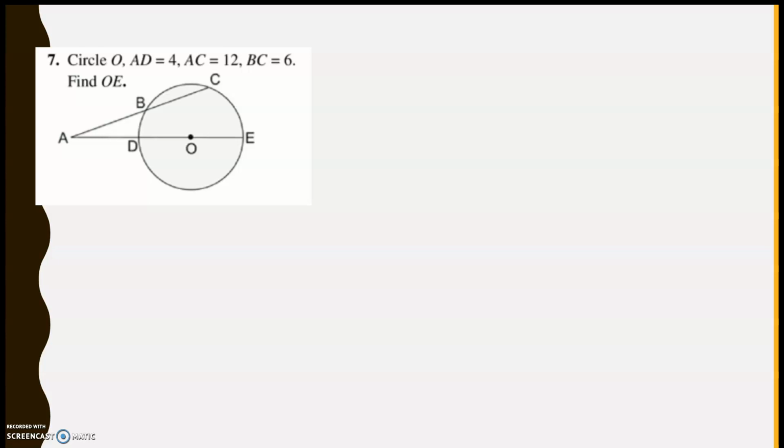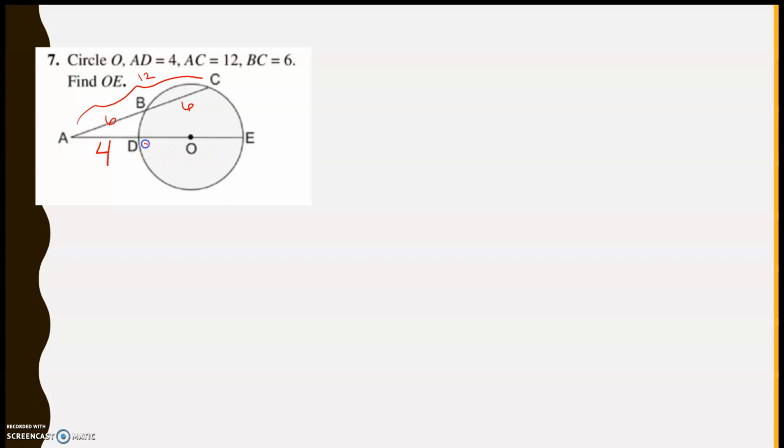So I'm just going to write in what I know. I know the length of AD is 4. The length of AC comes out to be 12. BC is 6, which means AB has to also be 6 if my entire length here equals 12. And they're asking me to find the length of OE.